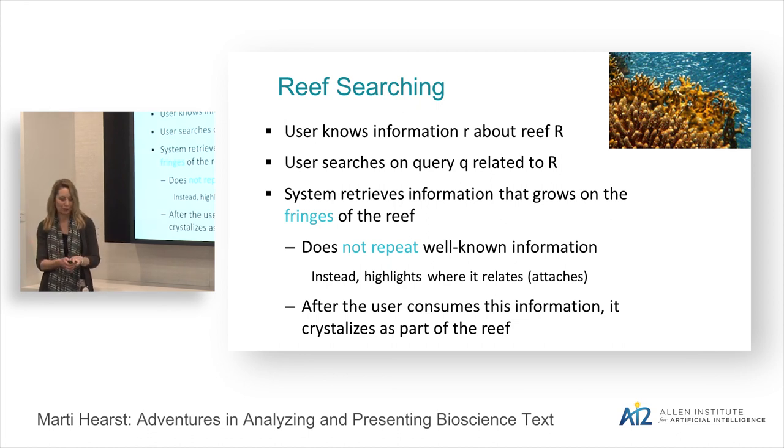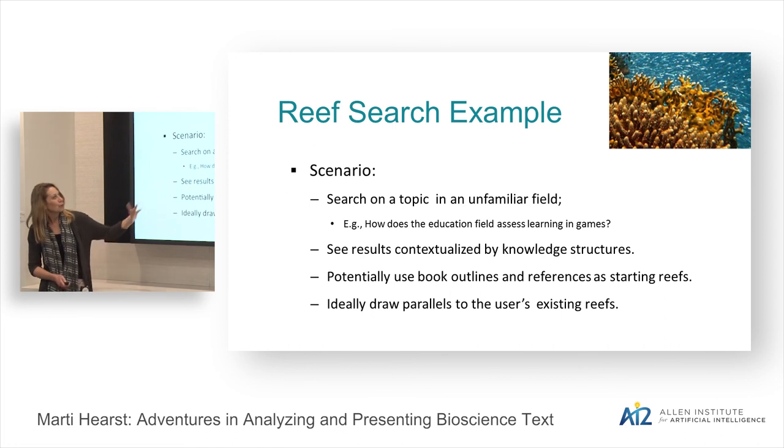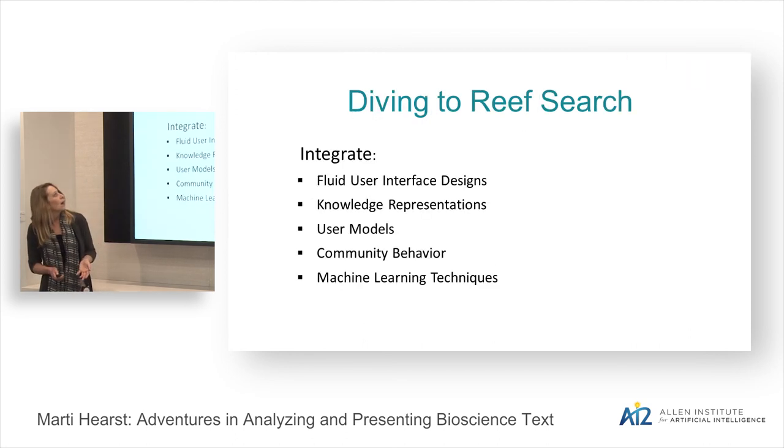Now, I have no idea how to do this, but for example, you search on a topic in an unfamiliar field, like how does the education field approach learning and games? You see the results contextualized by these knowledge structures, and you could maybe use book outlines as a starting point and draw parallels to users' existing reefs. It's a challenge problem. I don't know how to do it. Really hard problem, but I think it's what people really want. And so we want to integrate fluid UI design, knowledge representations, user models, community behavior, and machine learning techniques. That's all you have to do, and you have it, and you're done.